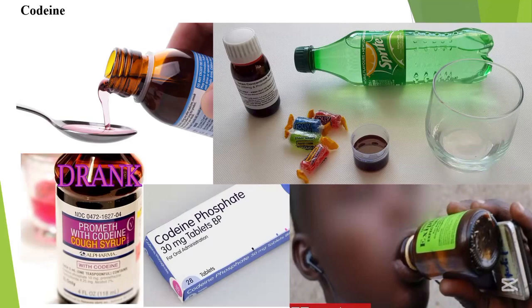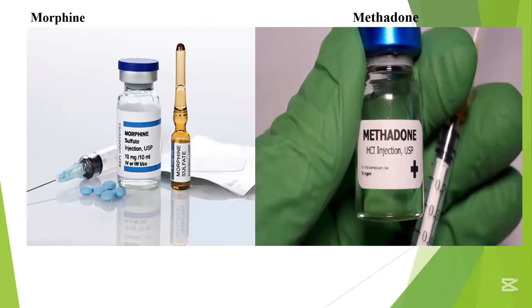Codeine. Now, codeine happens to be one of the key substances that are mostly abused by young people, and this substance is quite dangerous. Morphine is another substance, methadone is another substance, so we have quite a number of substances that are abused by a lot of young people.